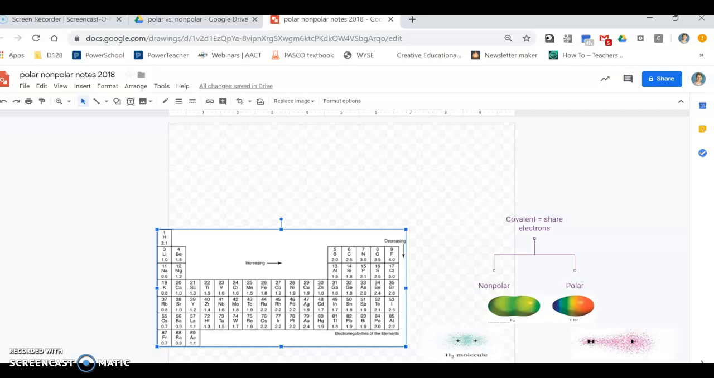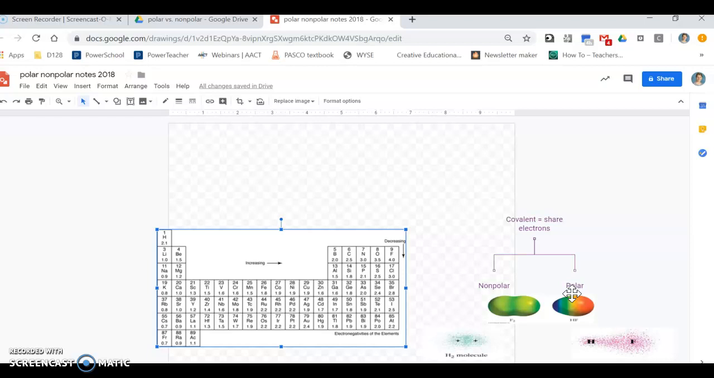This video is real quick about polar versus nonpolar molecules. So when we're talking about polar and nonpolar, we're talking about covalent bonds. That means all nonmetals coming together to share electrons. So their orbitals are overlapping to share electrons. Now you can either share electrons equally, that would be nonpolar, or you can share electrons unequally, and that would be polar. So nonpolar sharing equally, polar sharing unequally.